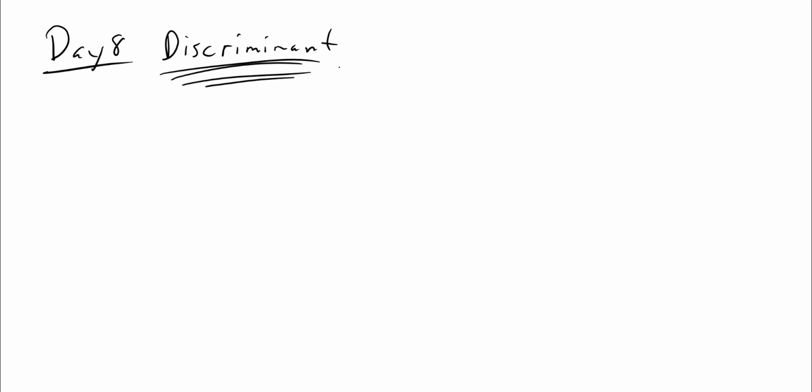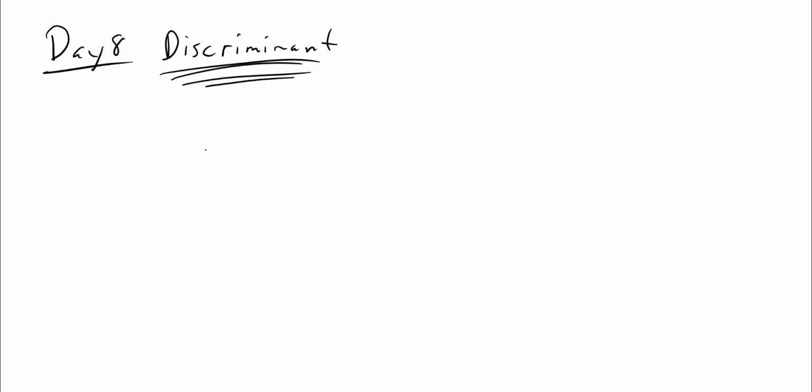So I'm going to write Day 8. Our topic is called Discriminant. And you actually might think of the word discrimination, right? It's kind of an interesting word, but discriminant means you're trying to figure out the differences between things. You're discriminating to see what's going on. What is the difference between the different parts of the solution? So let me explain what we're doing here.